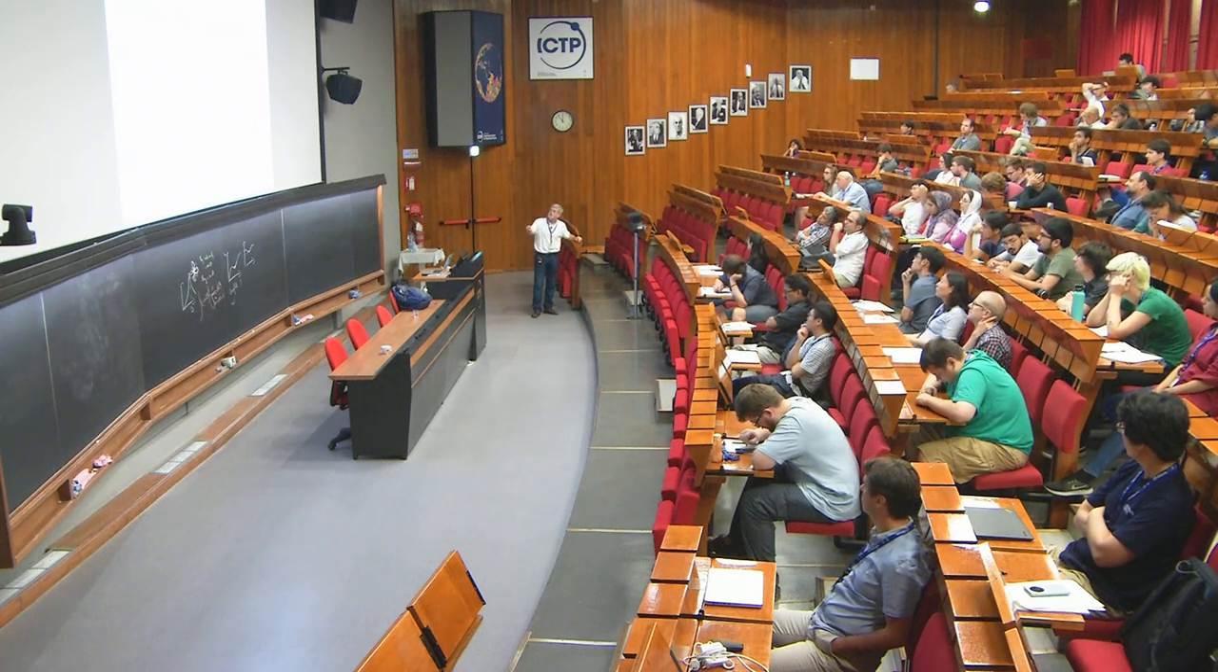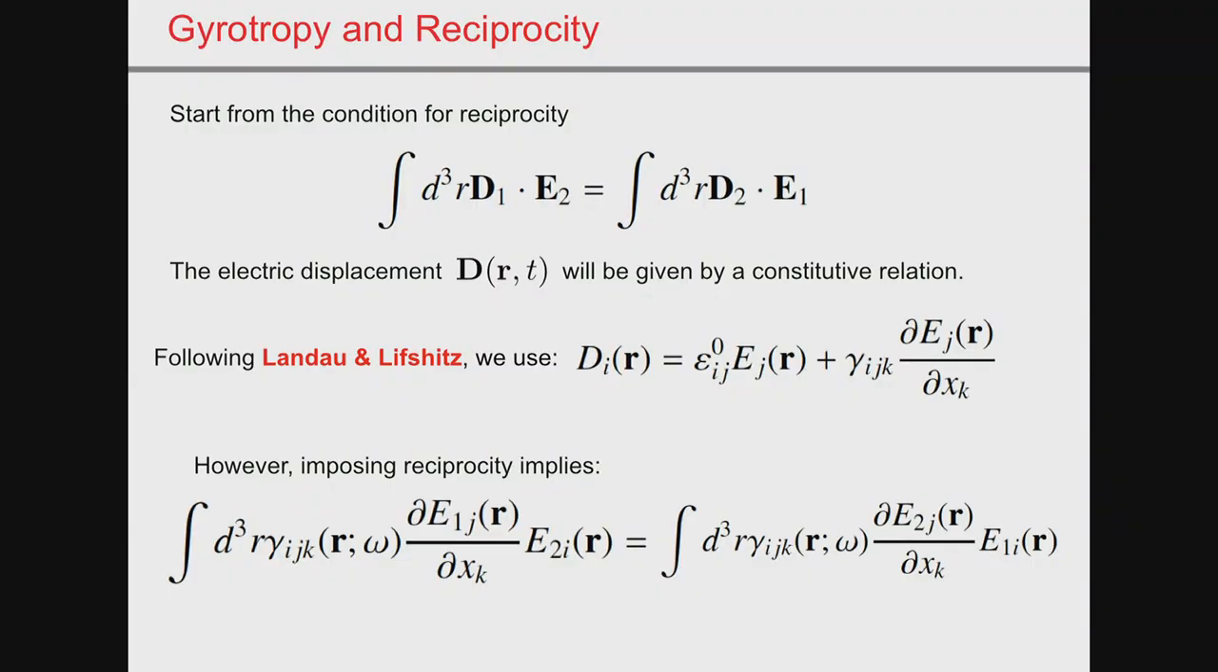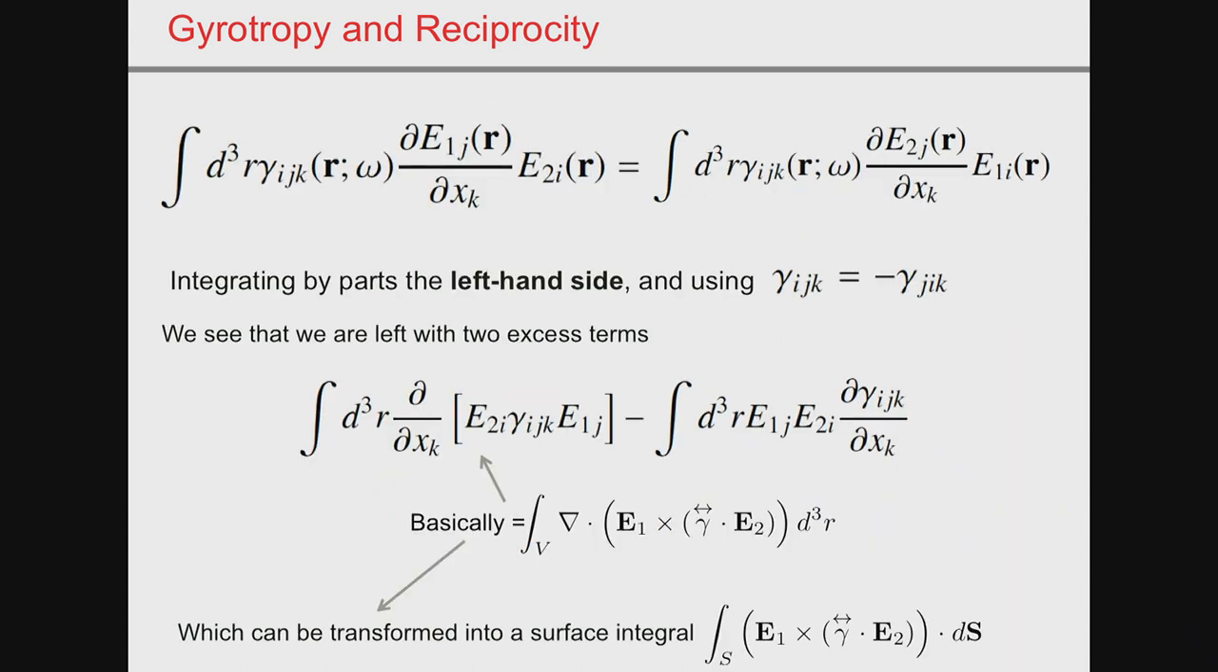So the point is that if this is the condition, I think there is no argument that this is the condition for reciprocity, and reciprocity means that time reversal symmetry is preserved. So I'm using now the Landau and Lifshitz constitutive relation. I apply it here and here. That's okay, and I calculate. And what do I get? Well, I get an extra term. Okay? Instead of getting this equal to that, I get an extra term which is here.